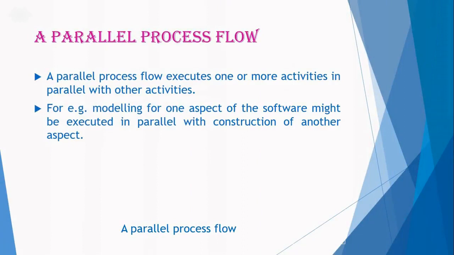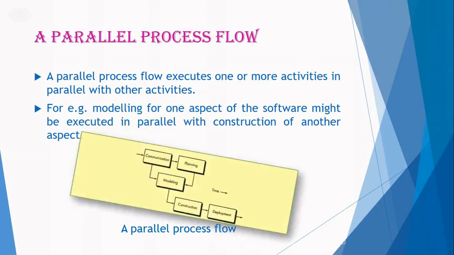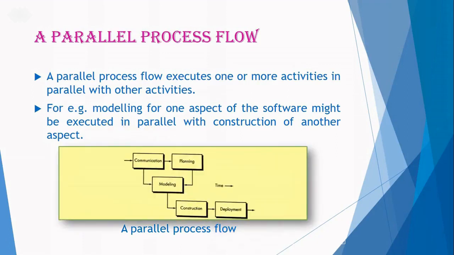Now come to a parallel process flow. A parallel process flow executes one or more activities in parallel with other activities. For example, modeling for one aspect of the software might be executed in parallel with construction of another aspect of the software.